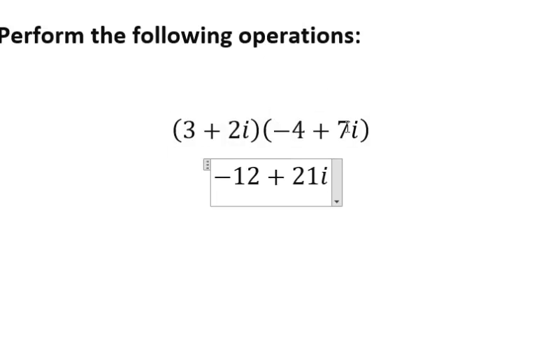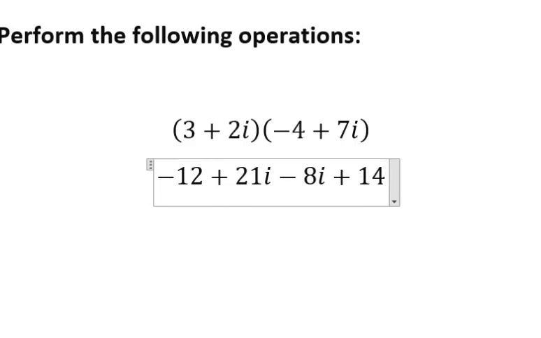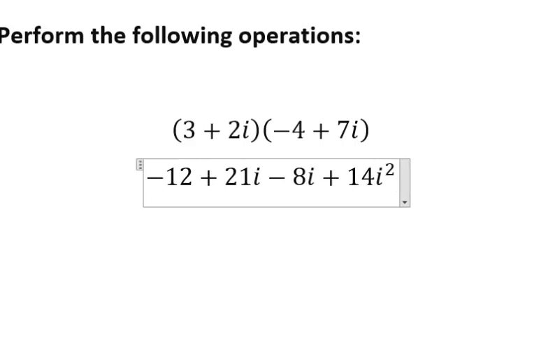Once I've done multiplying with 3, I'm going to start multiplying with 2i. So 2i times negative 4 would be negative 8i. And 2i times 7i would be positive 14i squared, because i times i is going to be i squared.